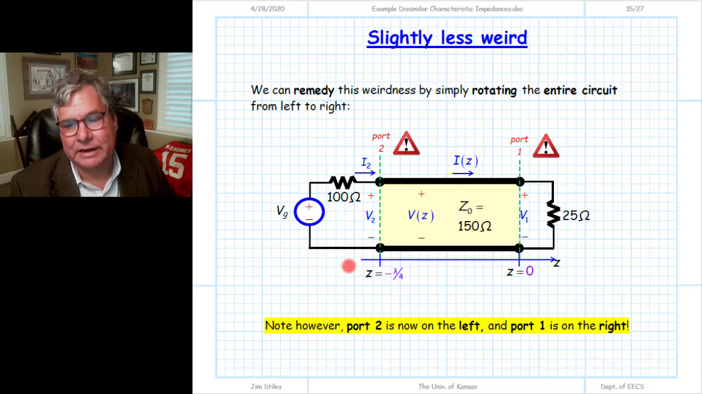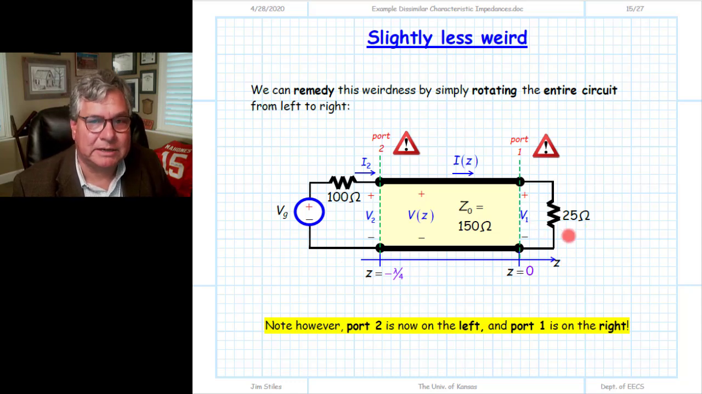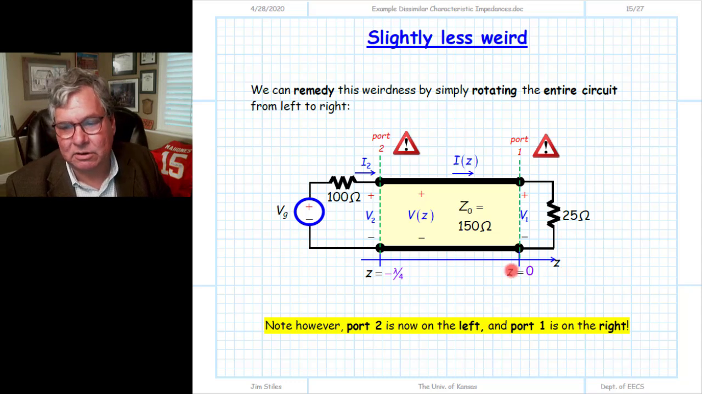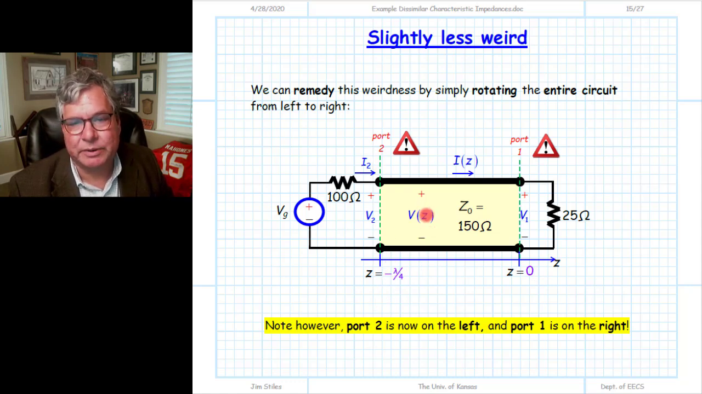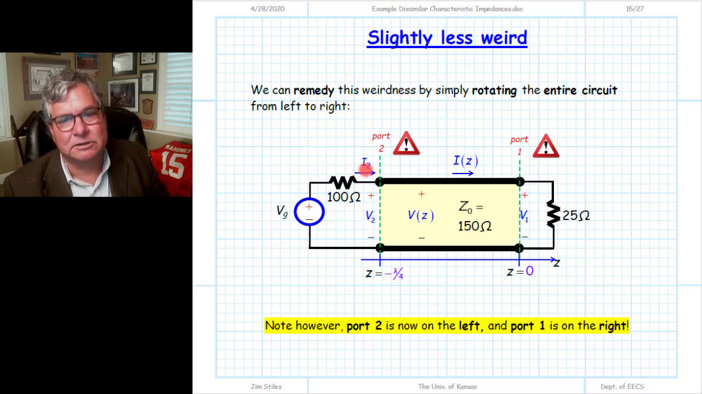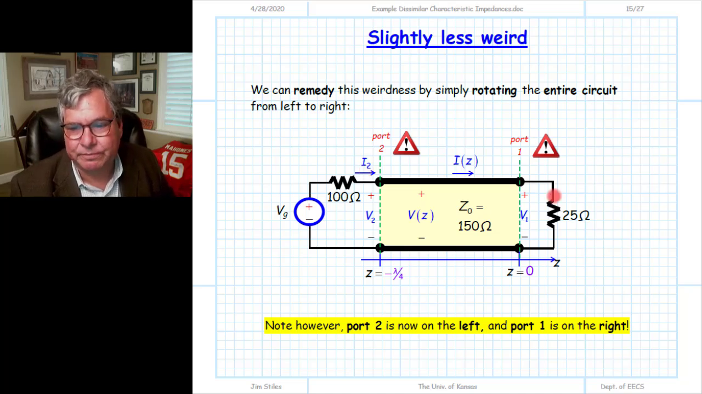Now, we're going to define an index here, and I'm going to define the index increasing as we go to the right, as we move toward the passive load, because that's typically how we've set up that index. We're going to call this Z equal to 0, where the load is attached, and Z equal to minus lambda over 4, where the source is attached. From the telegrapher equations, we get a total voltage and a total current, and this is all the same as we had before. The only thing weird about this now is that this voltage right here is the port 2 voltage, so we call this V2, and this current right here is the port 2 current, so we call that I2. Down here at the other end, this voltage is the port 1 voltage. Otherwise, it looks exactly the same as the circuits that we've certainly analyzed in the past.